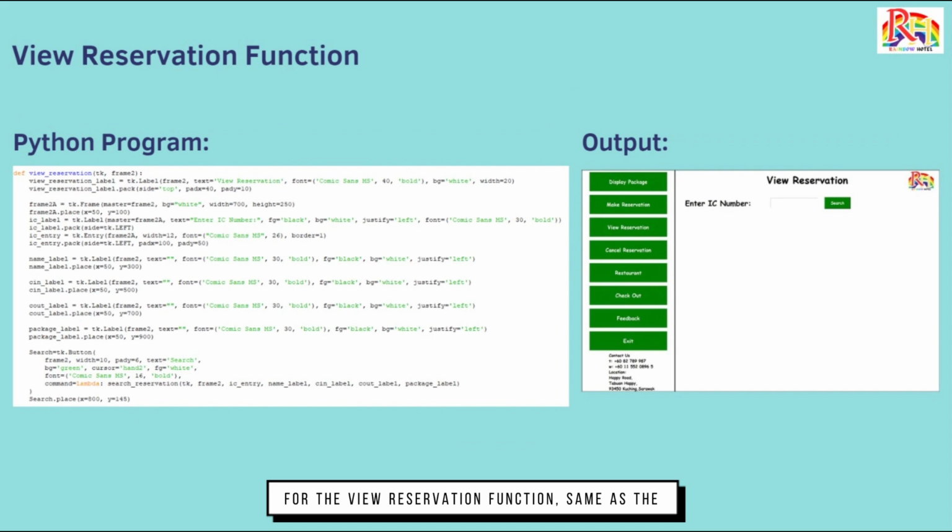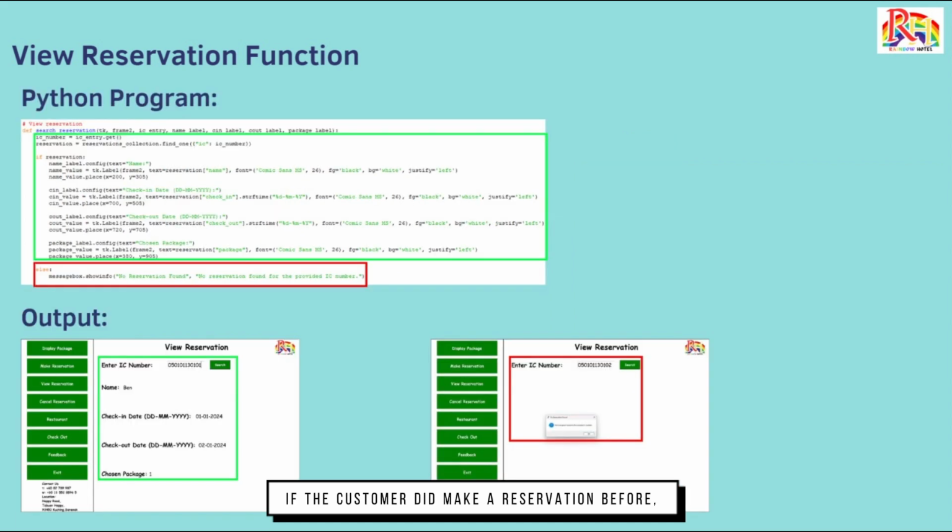For the view reservation function, same as the make reservation function, we have also used the label and entry command to let the customer insert their IC number to view their reservation. Other than that, we also put a search button for the customer to click on to display their reservation. If the customer did make a reservation before, it will display, or else a message box will pop out with a message of no reservation found for the provided IC number.